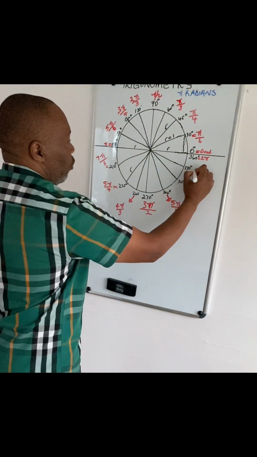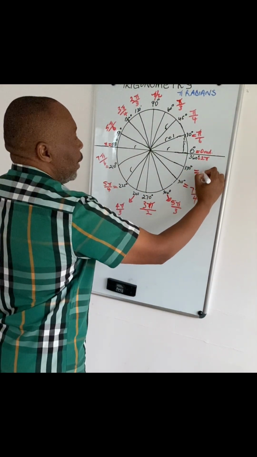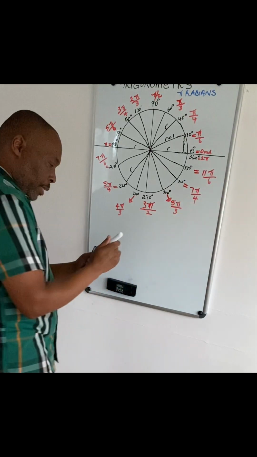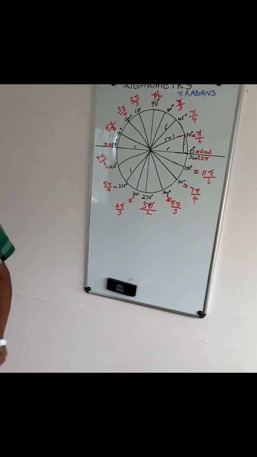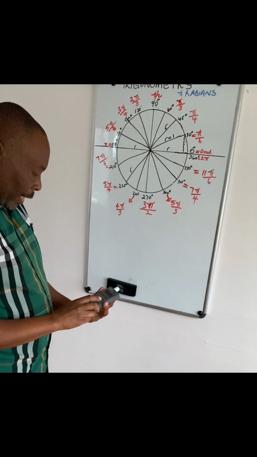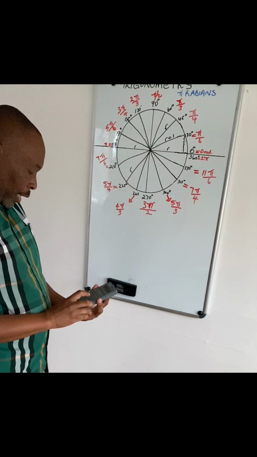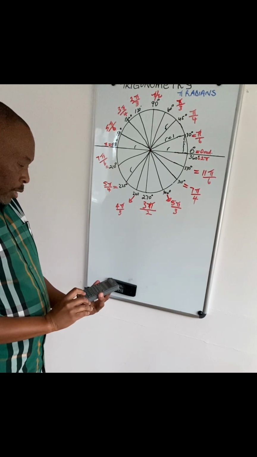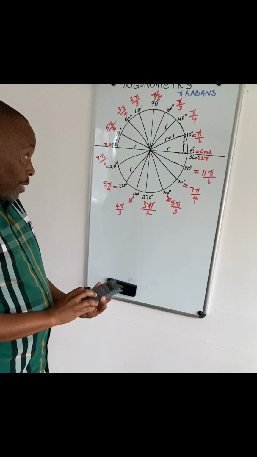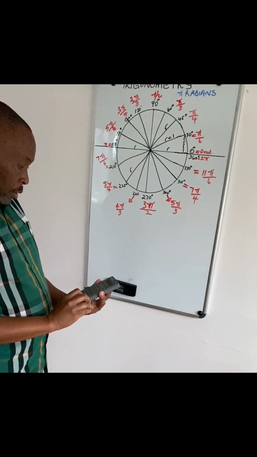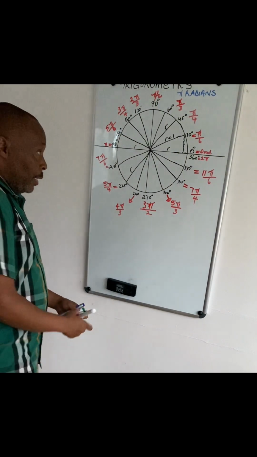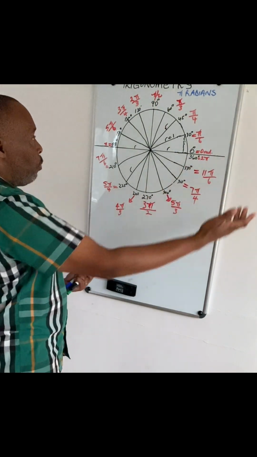330 is equivalent to 11 pi divided by 6. Let's check. Calculator, please do confirm. 11 times 180, and then we divide it by 6. It gives me exactly 330 degrees. 360 we already know is 2 pi.